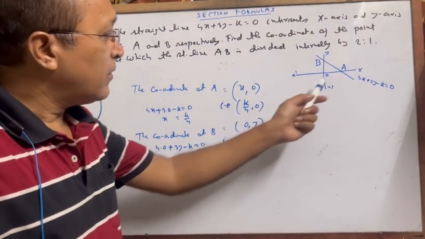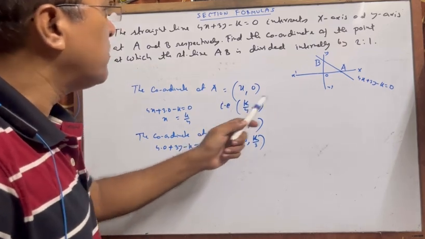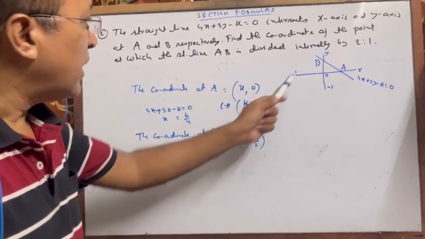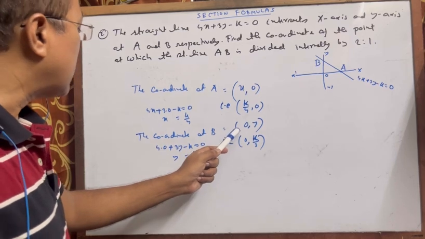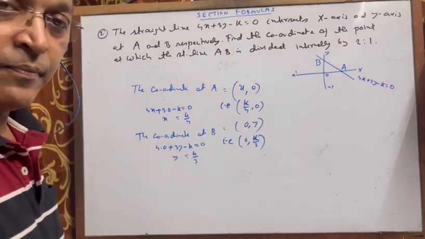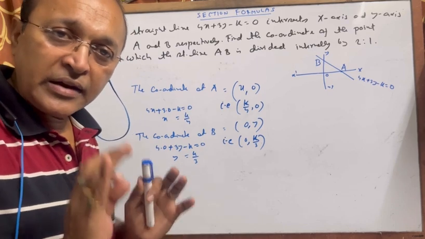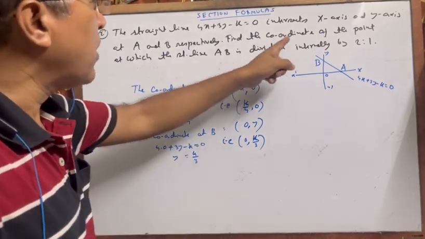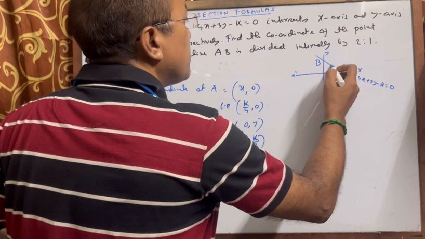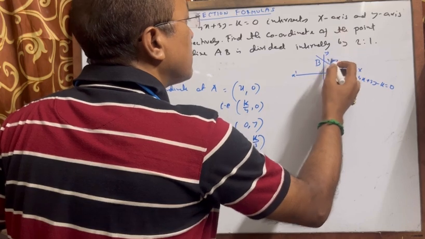At A, the coordinate is k by 4 comma 0, because by putting y is equal to 0, x has been found as k by 4. And at B, by putting x is equal to 0, y is found as k by 3. So k by 4 comma 0 and 0 comma k by 3. We got the coordinates at A and B. Now we have to find the coordinate at the point where AB is being divided. Let at point P it be divided by the ratio, say m is to n.